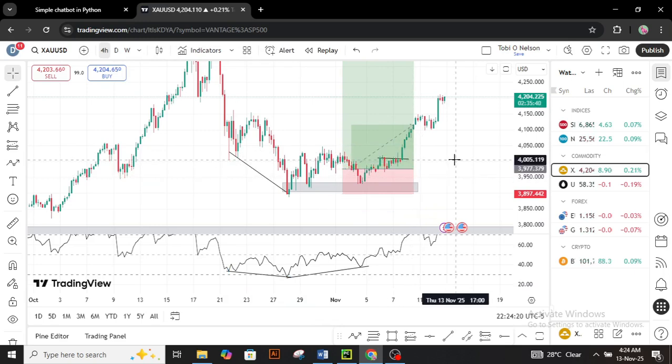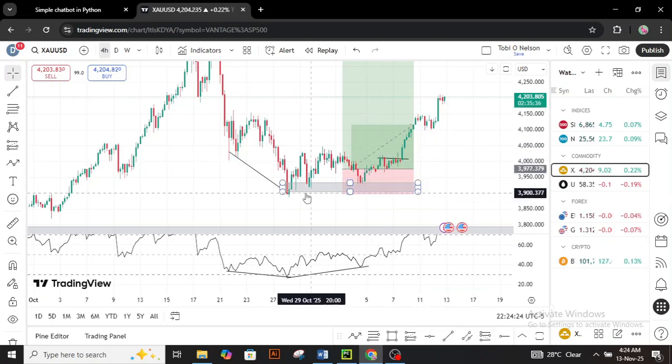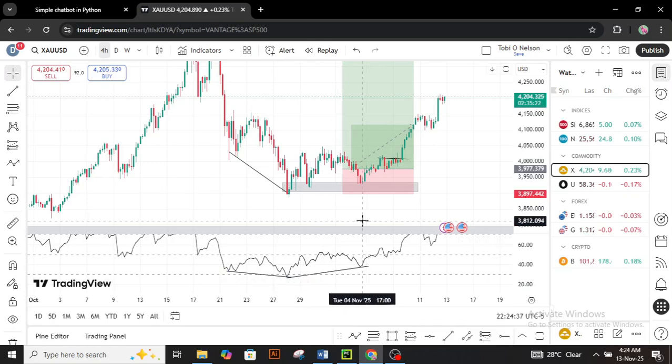So the point here is to look for a pullback. Then after you see that pullback, you want to wait for some price action patterns like double bottom, triple bottom, or reverse head and shoulder pattern. Then you want to consider your RSI as well, RSI divergence, before you take your trade. However, make sure you understand the market sentiment.